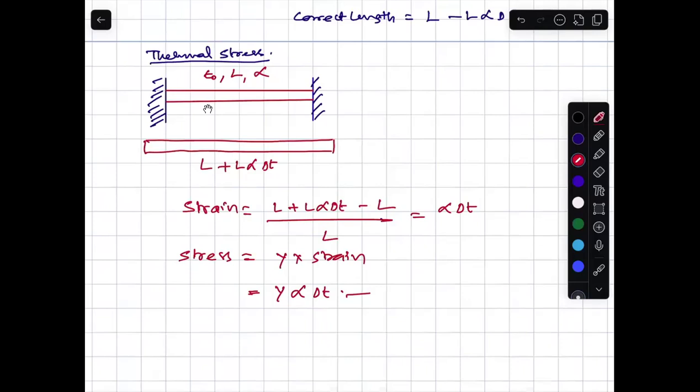Where is the delta L? Yes, this is the change. But it's not happening. That is the reason why stress is developed. It was maintained at L, which was supposed to be L alpha delta T extra. But L alpha delta T is taken as a compression in this case. Because there is a compression, there is a stress.